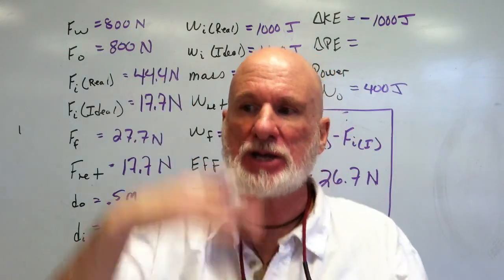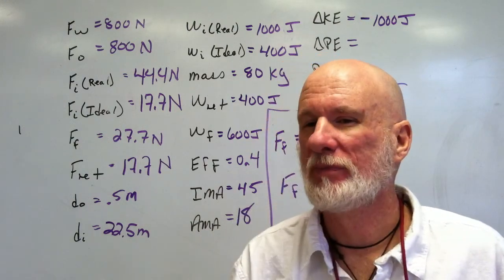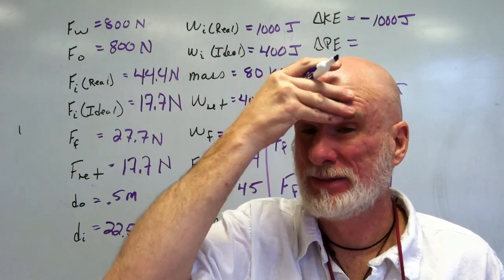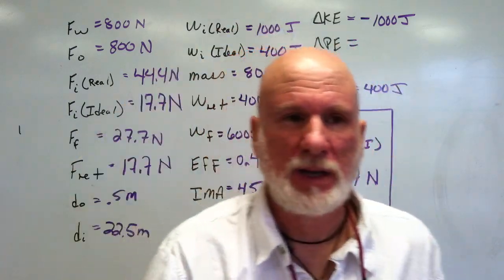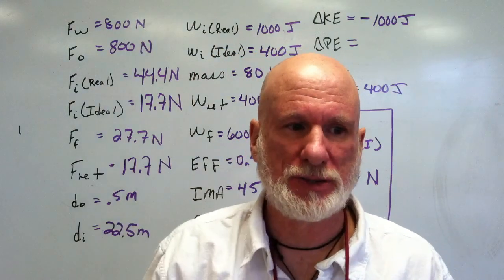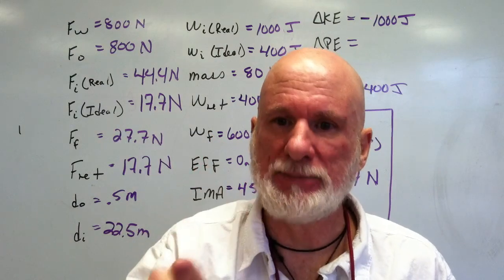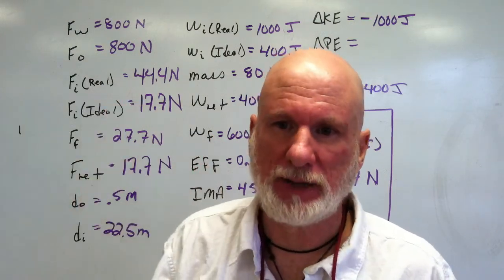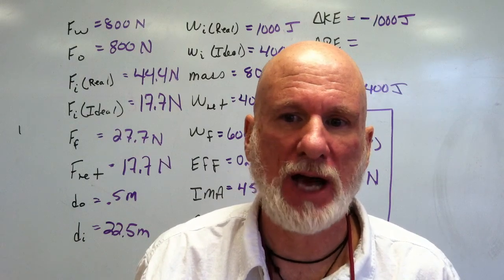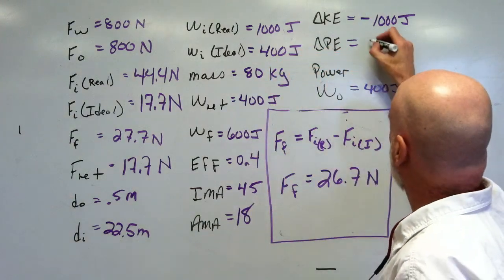Now, what's the increase in potential energy? Isn't it plus 1,000 joules? No, listen to me. Potential energy is very simple. Potential energy is mgh. What is mg given on the board there? 800 newtons, right? What's h? So it's 400 joules, exactly.